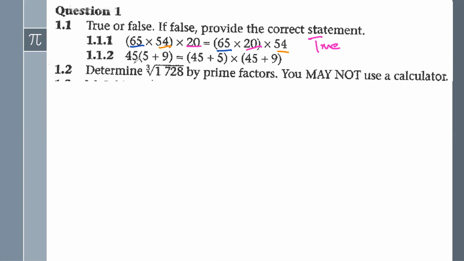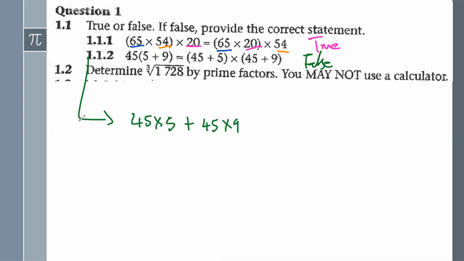But if you look at this one here, this is definitely false. You can even check in the calculator. What they want to check here is whether you actually understand the distributive property. So the correct statement here should be 45 times 5 plus 45 times 9. That's what they are testing there.